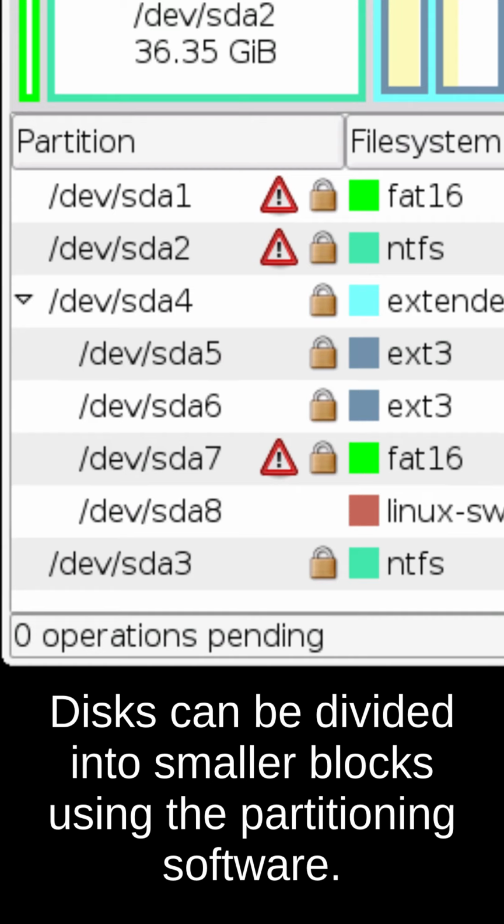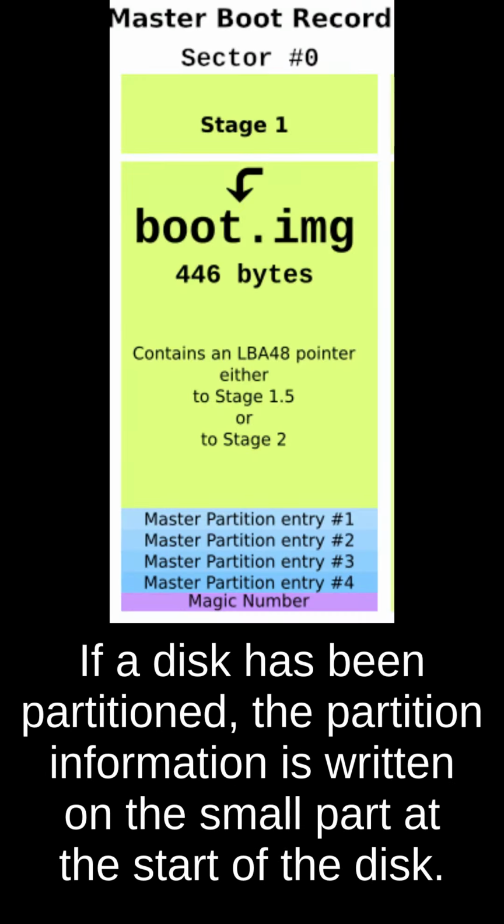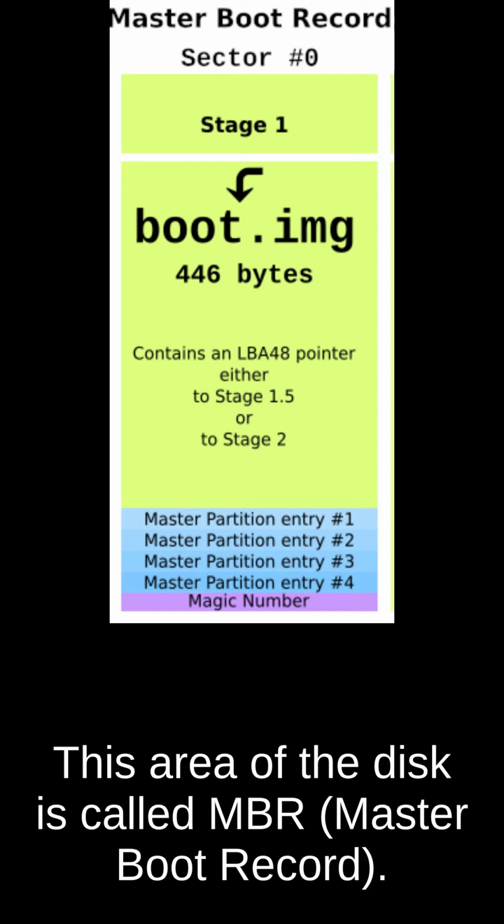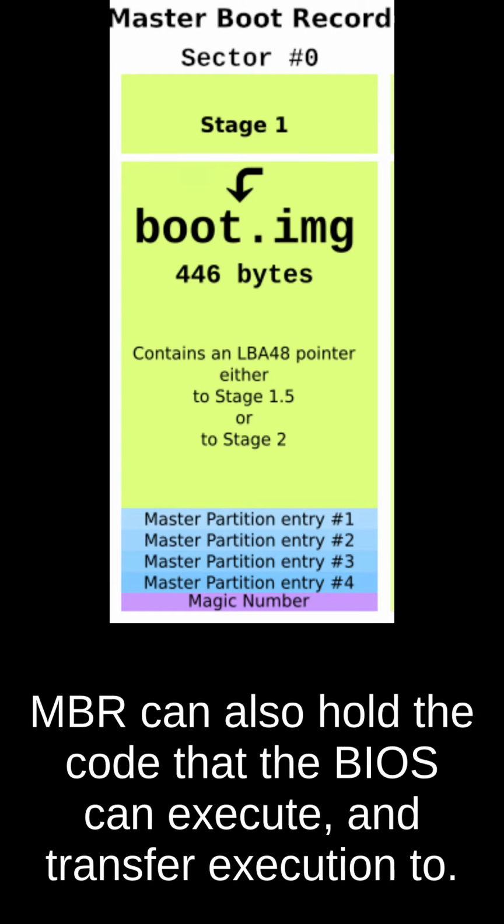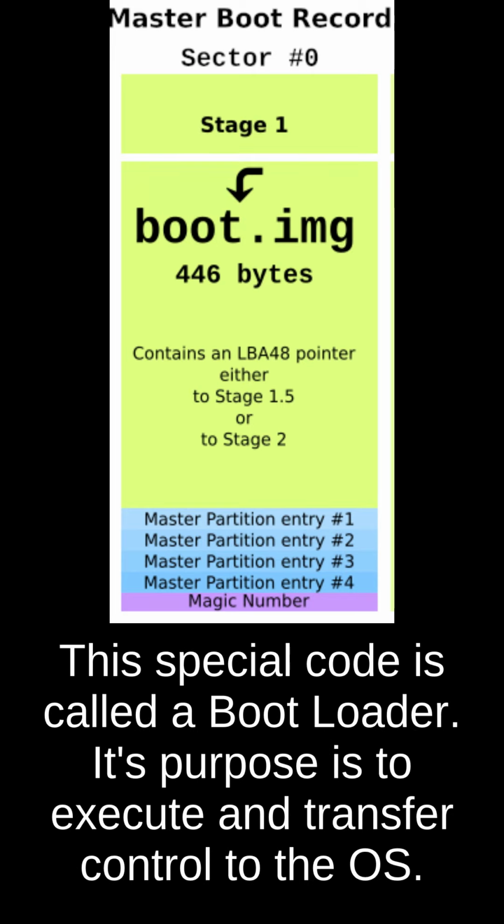Disks can be divided into smaller blocks using partitioning software. If a disk has been partitioned, the partition information is written on a small part at the start of the disk. This area of the disk is called the MBR, Master Boot Record. The MBR can also hold code that the BIOS can execute and transfer execution to. This special code is called a bootloader. Its purpose is to execute and transfer control to the OS.